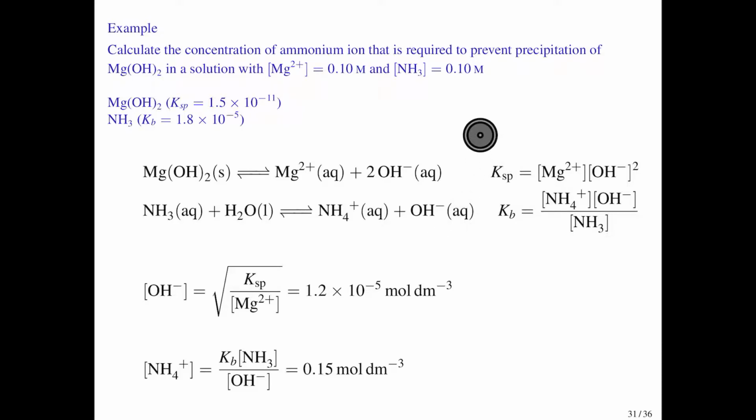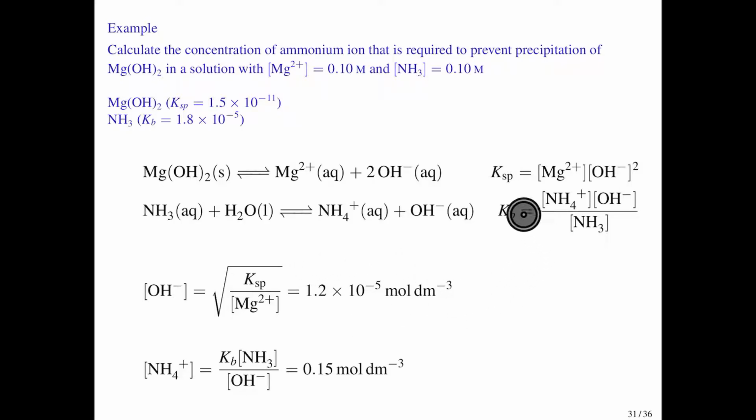So the first thing that you want to calculate is what would be the minimum amount of hydroxide that would lead to precipitation. And so we use the Ksp expression for magnesium hydroxide for that. We know the magnesium ion concentration, so we can solve for that hydroxide concentration, 1.2 times 10 to the minus fifth. If the hydroxide concentration goes over that value, then you're going to start to see precipitation of the magnesium. So if you want to prevent that precipitation from occurring, then you need to keep the hydroxide concentration below that value.